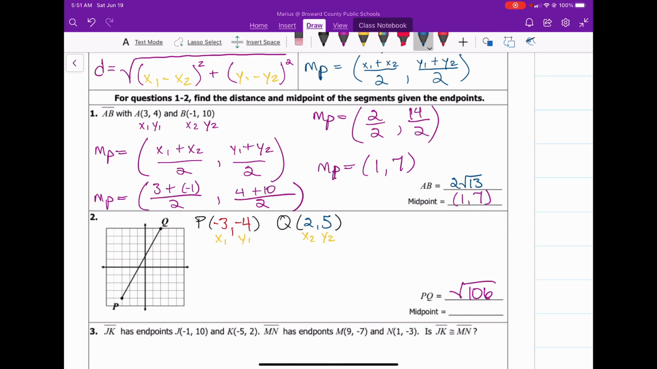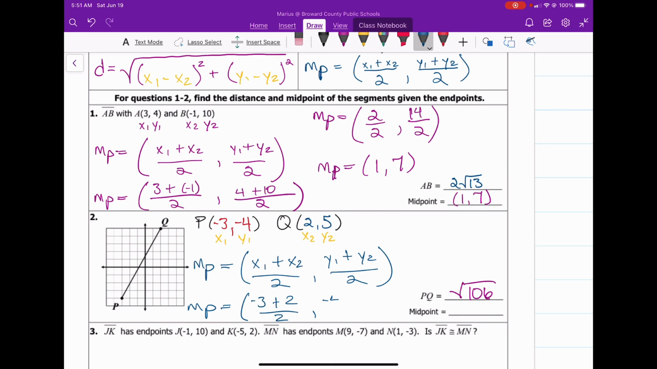Okay. Now, when we do our midpoint, let's write the formula. MP equals, we're going to add both of the x's and then divide by 2. And we're going to do the same thing for the y's. Add both the y's and divide by 2. So MP is equal to -3 plus 2 divided by 2. And the other one is going to be -4 plus 5 divided by 2. -3 plus 2 is -1. So that's going to leave us with -1/2, comma, +1/2.